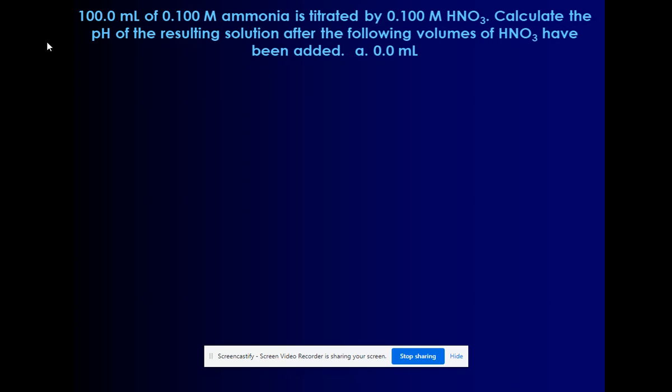All right, so we're going to be dealing with ammonia, and we're going to be adding nitric acid to it. We'll notice with this first problem, we don't have any nitric acid being added. All we have is the ammonia, NH3, present. And so I went back through and fixed my arrows. Ammonia will dissociate in water partially to produce ammonium and hydroxide ions.